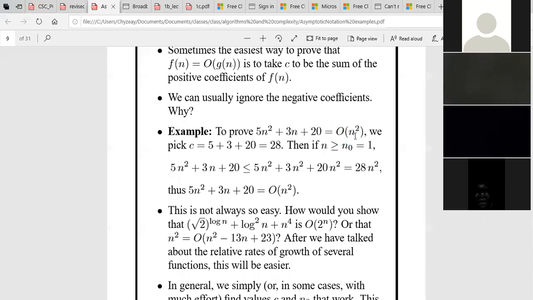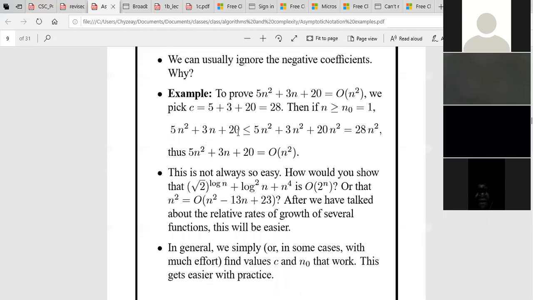G of n, remember. So if you want to re-express this now, you say f of n equals 5n squared plus 3n plus 20, while g of n equals n squared. So this is f of n equals big O of g of n. Remember, we are still doing the same thing. Now you plug all of this back into the initial expression that we have.